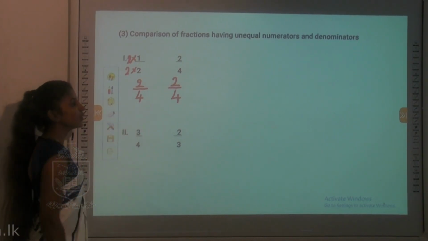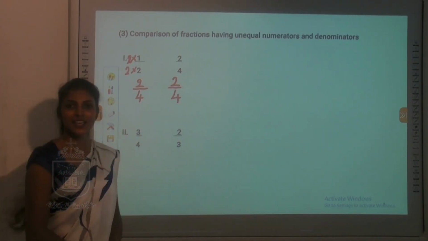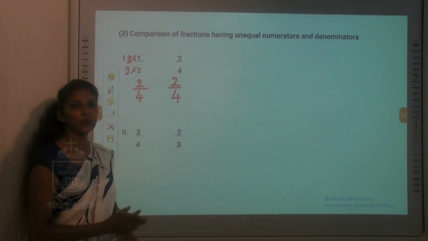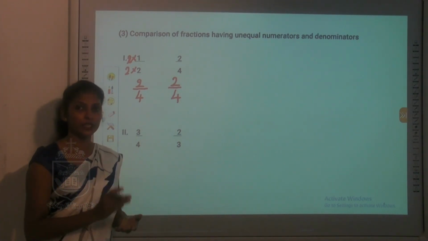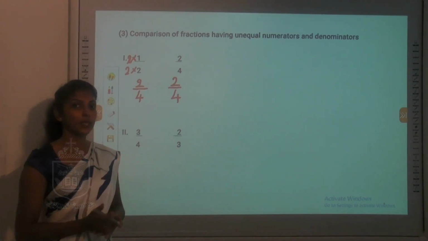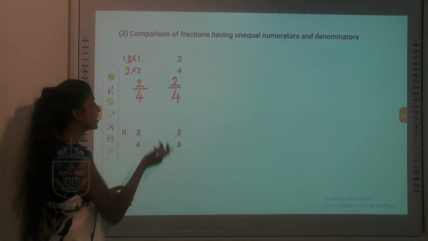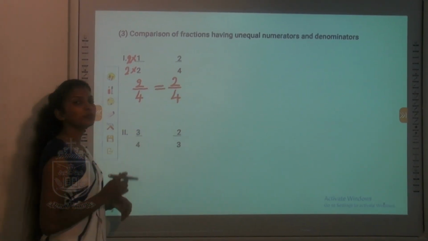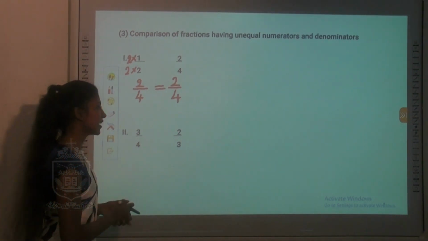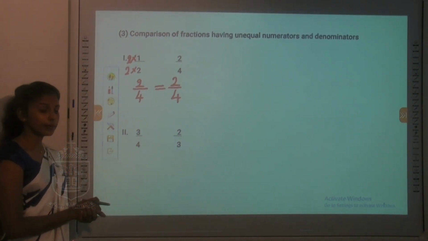Now here also we got the same denominator, which is 4. You all can see both the answers have the same numerators and denominators, which means they are equal to each other. We can't compare actually. Since both are equal, I can put the equal symbol. Right. Let's look at the second example.